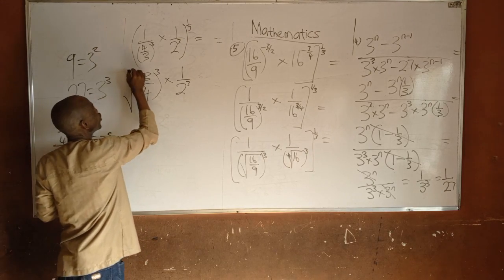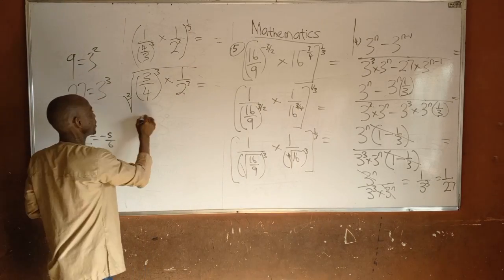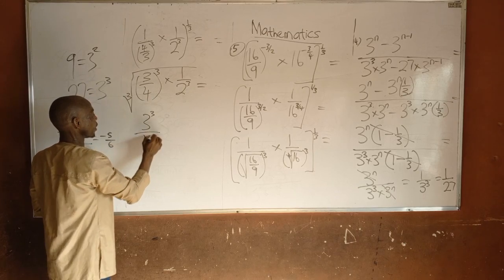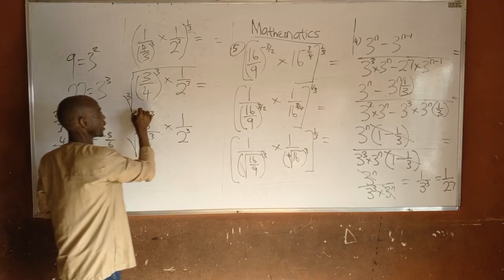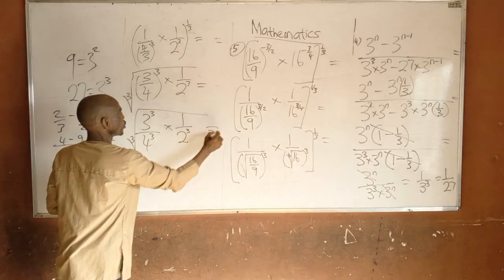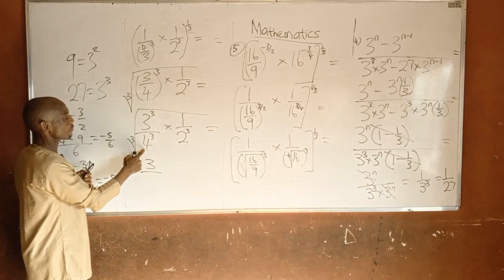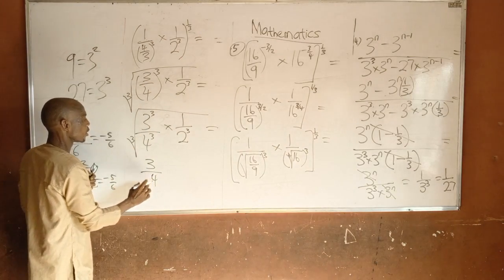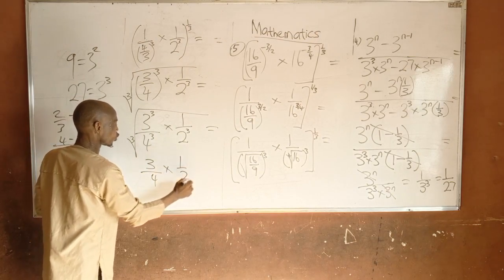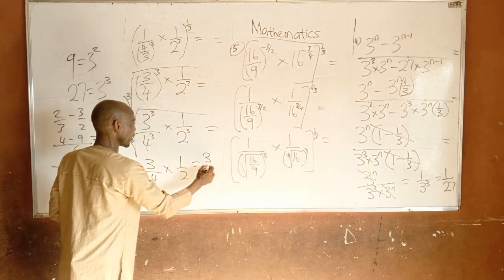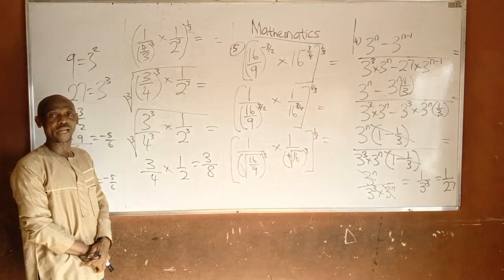Now all in cube root. We look at 3 raised to power 3 over 4 raised to power 3 times 1 all over 2 raised to power 3, all in cube root. So the cube root of 3 raised to power 3 is 3. The cube root of 4 raised to power 3 is 4. And the cube root of 2 raised to power 3 here is 2. So what do we have? 3 all over 8. This is the answer to that question.